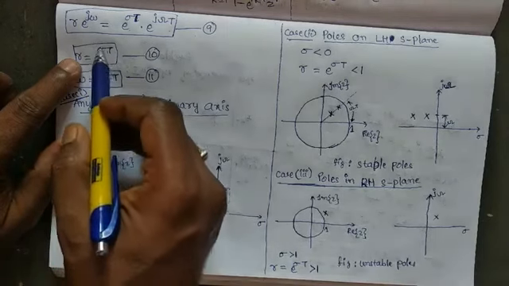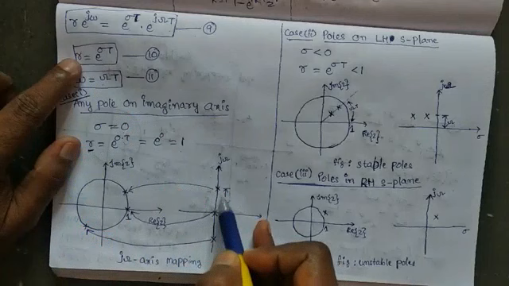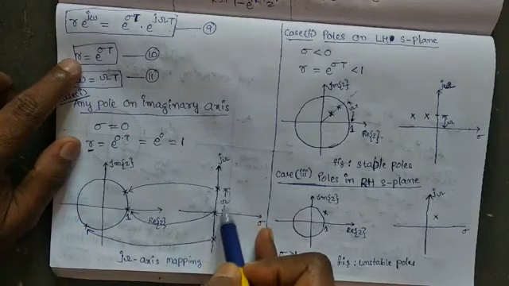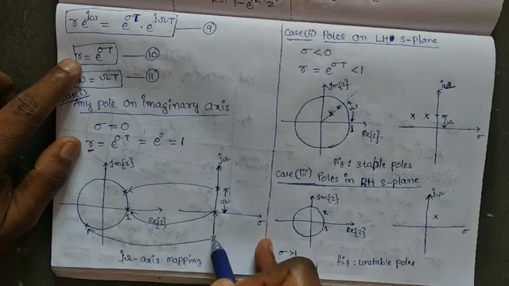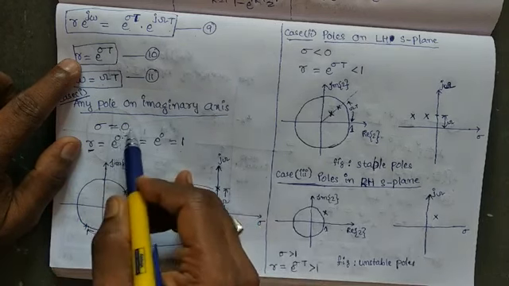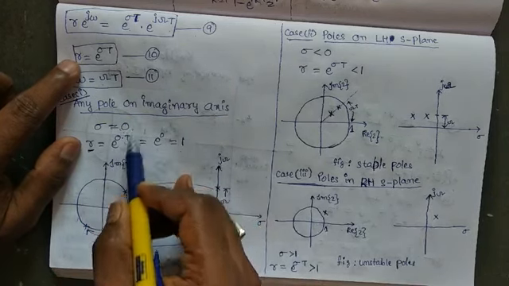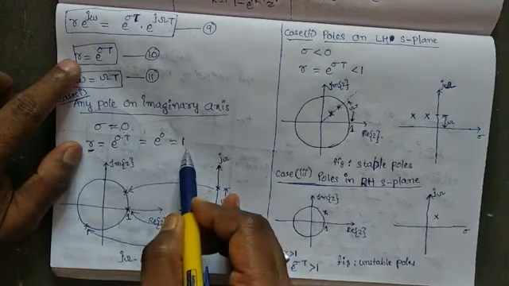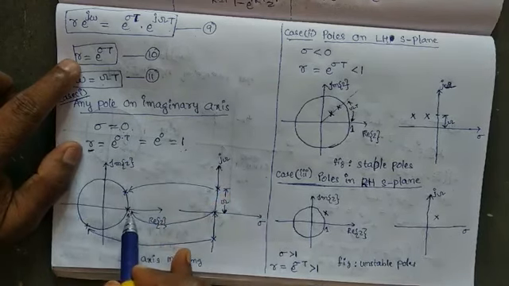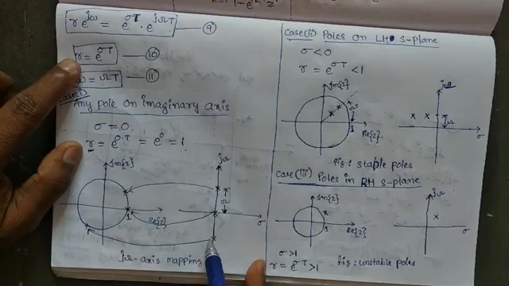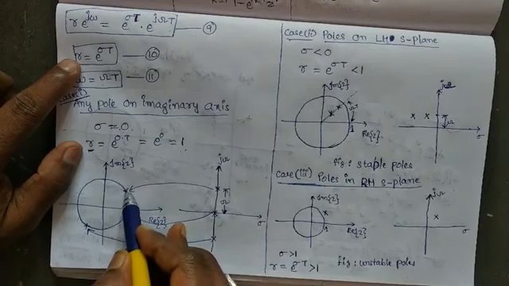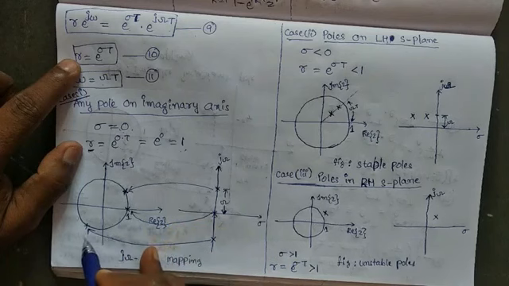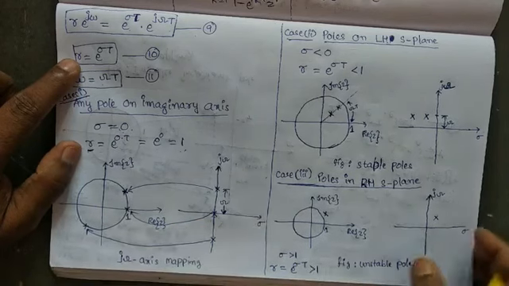How to calculate it? We are calculating it in terms of the real part in the S plane. Here the poles are located on the imaginary axis, so the real part is 0, sigma is equal to 0, and the R value is 1. This means all poles on the imaginary axis map into poles on the unit circle in the Z plane. Okay, this is case 1.